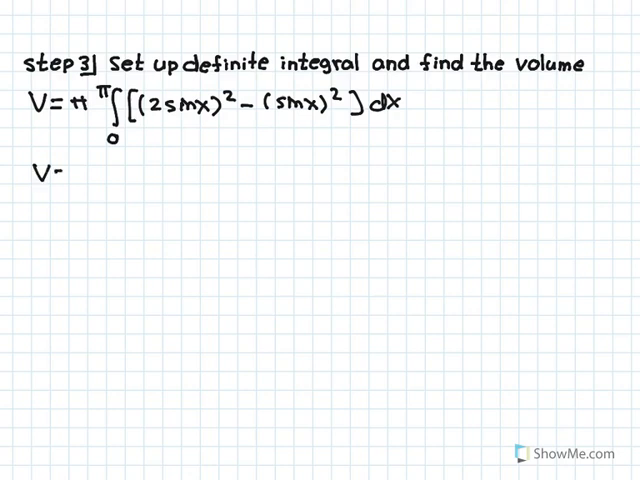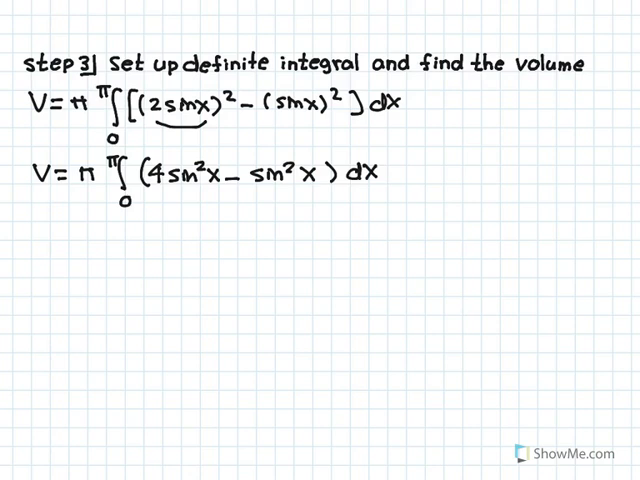Let's simplify the integrand. Volume is equal to pi, integral from 0 to pi. 2 sine x squared gives us 4 sine squared x, minus sine squared x. Let's enclose this in brackets. Now 4 sine squared x minus 1 sine squared x is just going to be 3 sine squared x. That's going to be pi, integral from 0 to pi, 3 sine squared x dx.